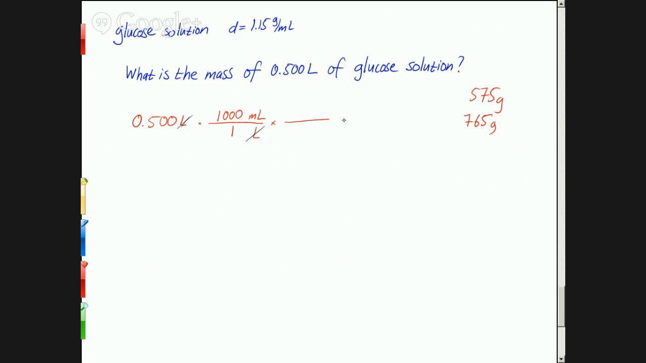So then our next thing is, now we have our milliliters, we can go to grams. So milliliters on the bottom, grams on the top. And that's the density. So 1.15 divided by 1 milliliter. So it's going to be 0.500 times 1,000, which is 500, times 1.15, which should be 575.